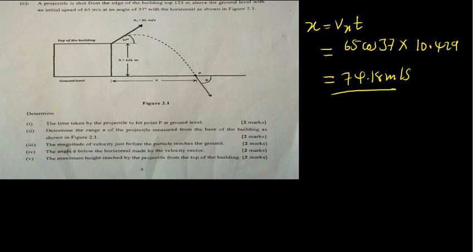And then for the third part, the magnitude of the velocity just before the particle reaches the ground. How are we going to find that? Well, it has got the x component and the y component, so we need to find those two components. It's going to have vy and also vx. So we need to calculate vx and also vy, and those two are the ones which now give us the velocity just before the particle hits the ground.